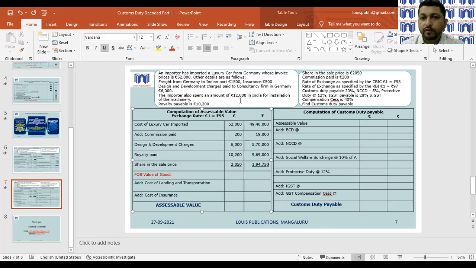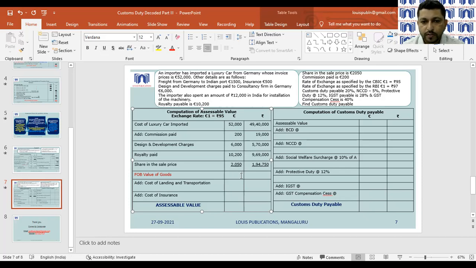The importer has spent an amount of 12,000 in India for installation of machinery. Very important point: any expenses incurred after the goods reach the place of importation are not to be included in the assessable value. So installation charges, transportation charges from the port to the factory, all these are not to be included in the assessable value.